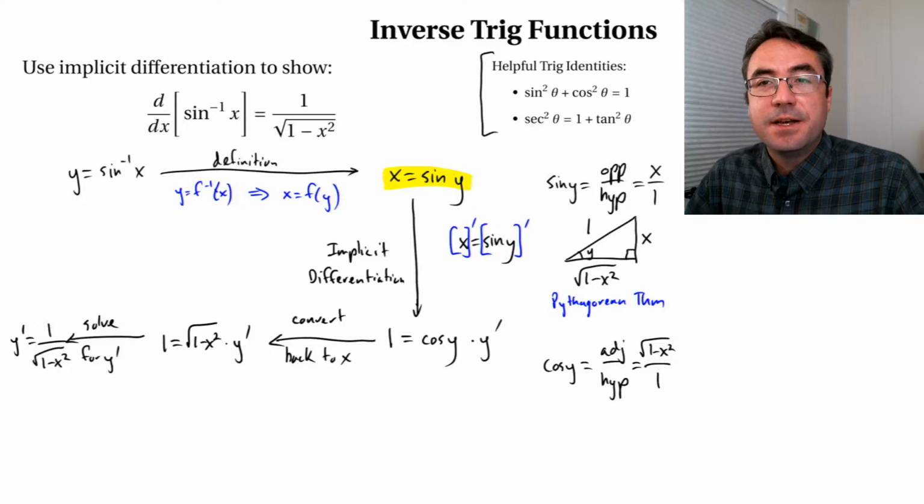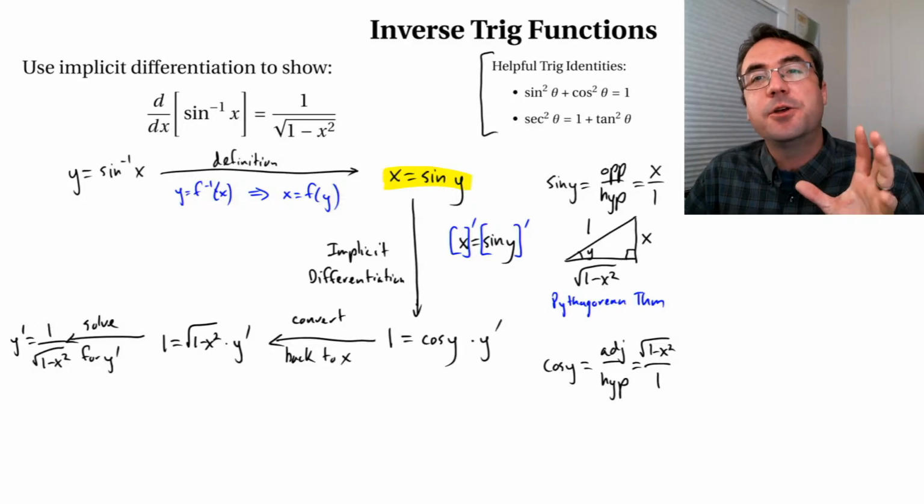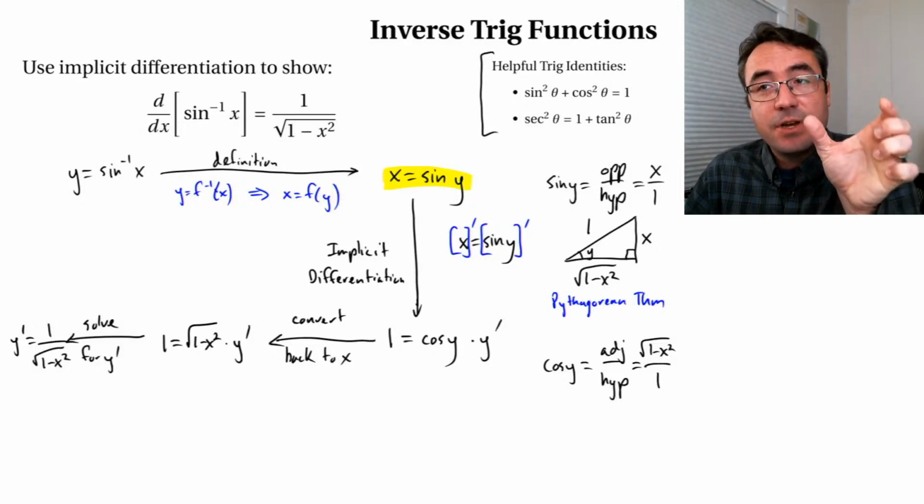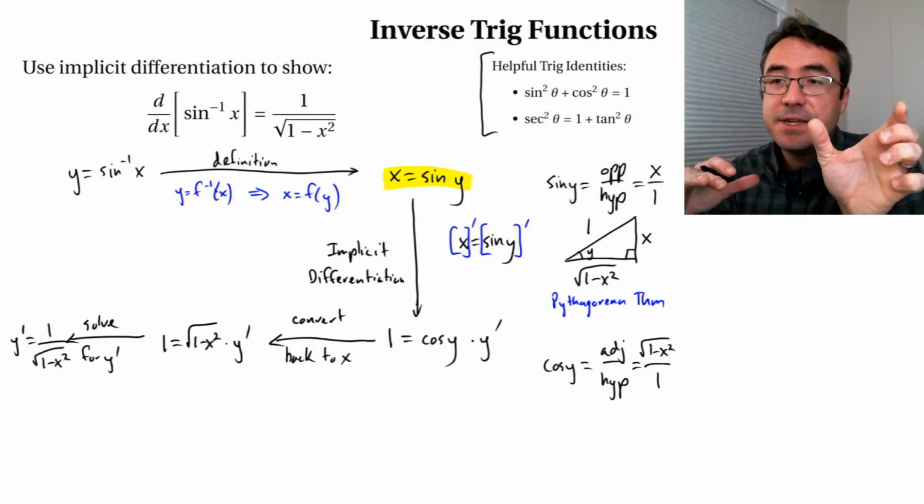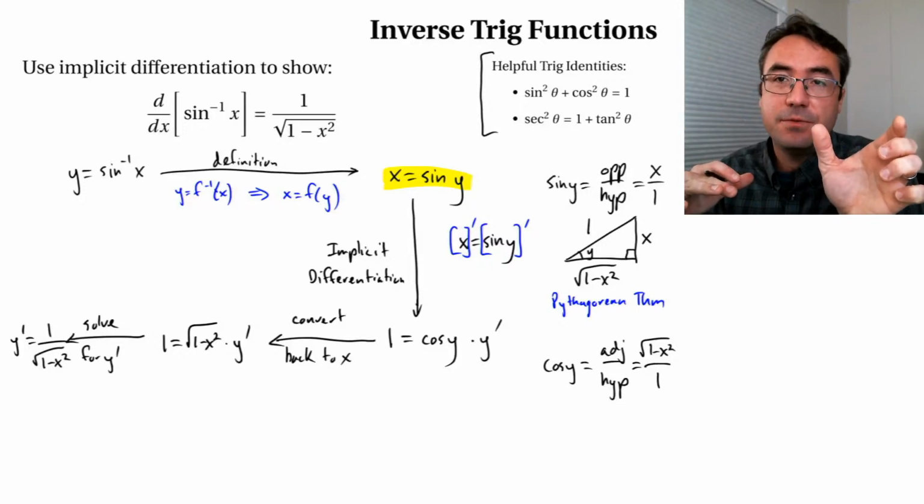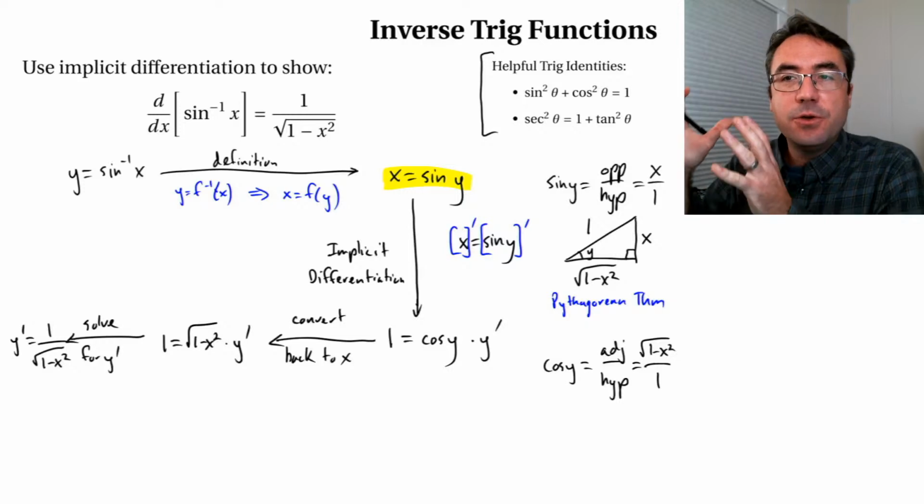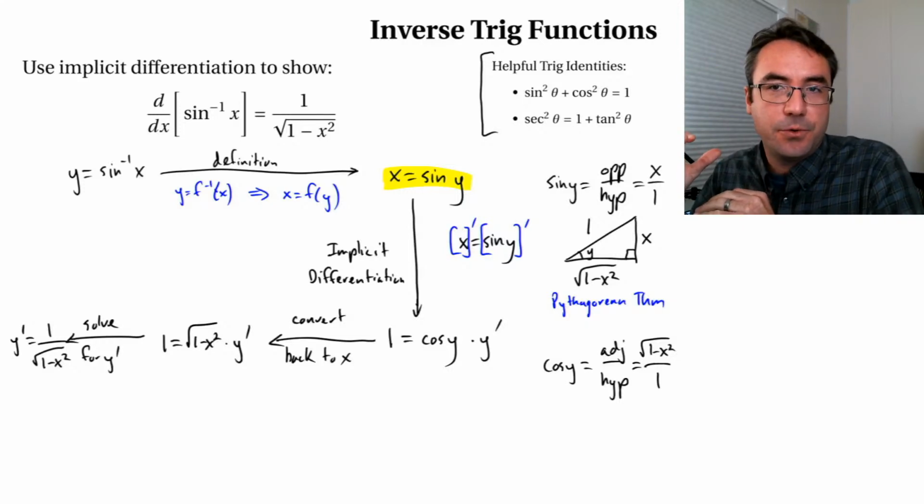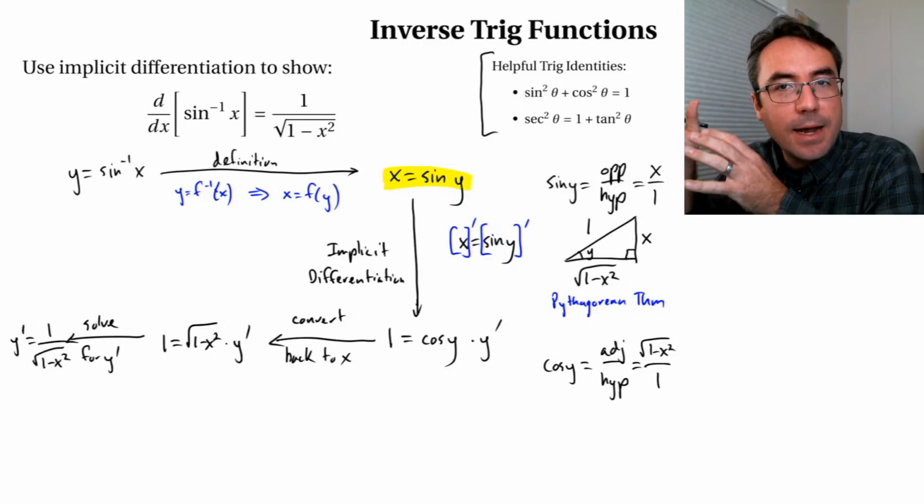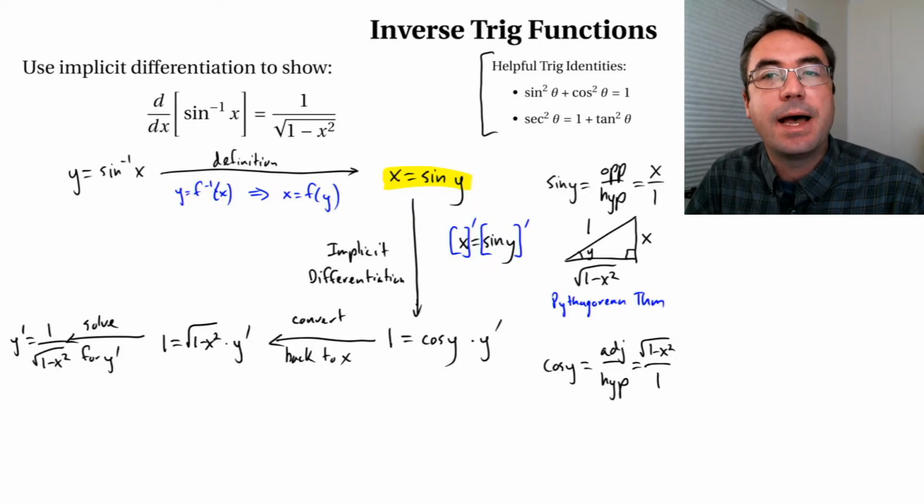So it's this kind of subtle argument involving inverse functions, their definition, doing implicit differentiation like we did before, and then using a right triangle to convert our variable y back into variable x.